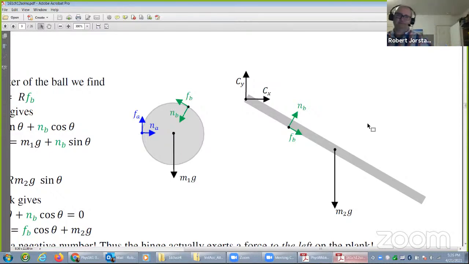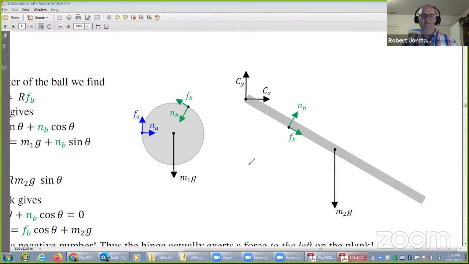What choice of pivot eliminates the most forces if I'm doing sum of torques on the ball? Which choice of pivot eliminates the most forces for a torque equation for the ball? Would it be at FA and NA? Like that point? Like right there? Yeah. How many does that eliminate? 3. What's the third one?